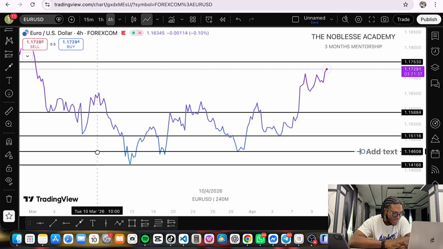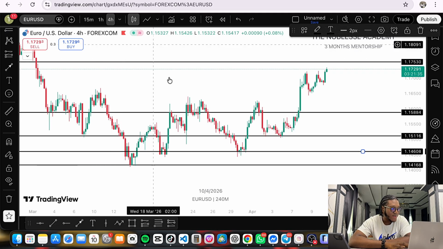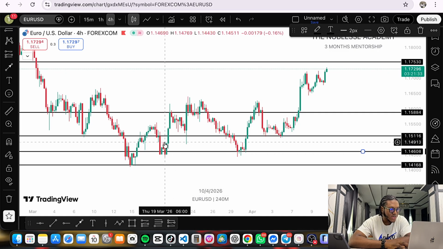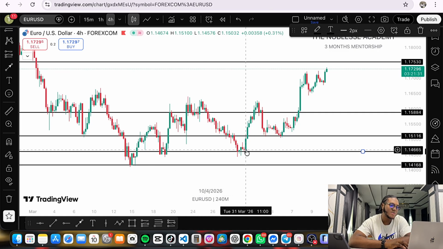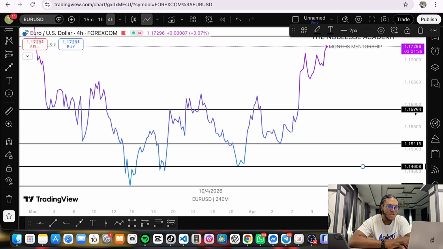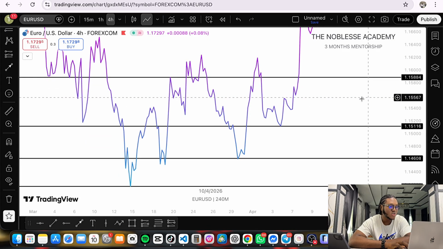So let me just balance that out well. So let's see what we actually have there. We have both resistance reaction here. We have supports here. We also have a lot of supports here. So that is a good one. So you can actually zoom in more if you want to see it clearly. So I'm going to zoom in a bit.